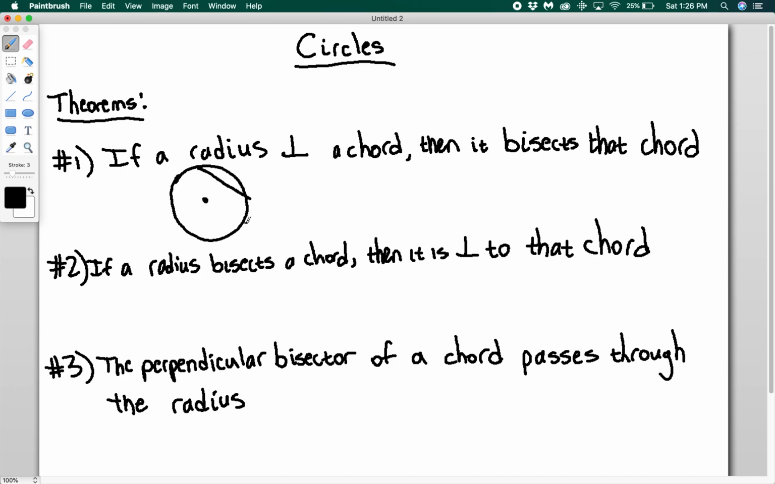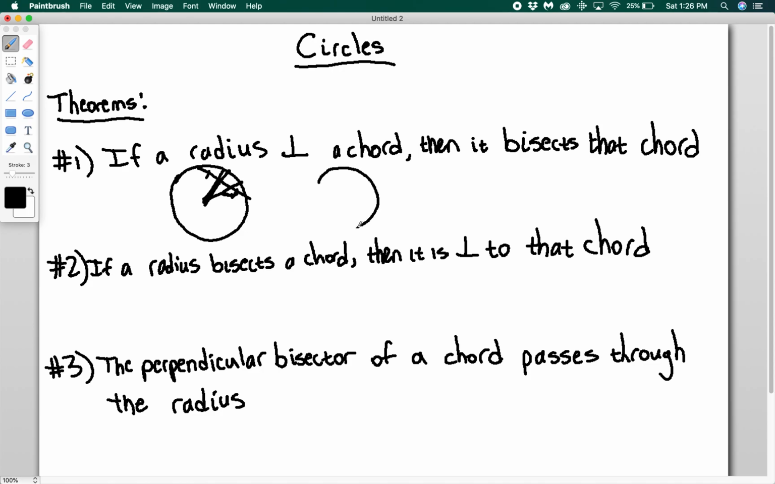So I have a chord. If my radius is perpendicular to the chord, then it has to be right in the middle of it, right? Because if it wasn't right in the middle, then it wouldn't bisect it. If I drew it like this, then all of a sudden this angle is not 90 degrees and it no longer bisects it. So when the angle is 90 degrees, it's going to bisect the chord and split it perfectly into two segments.